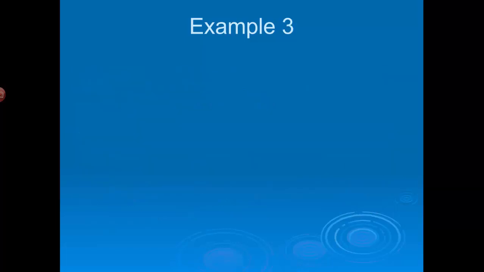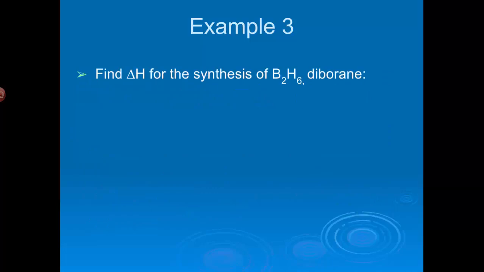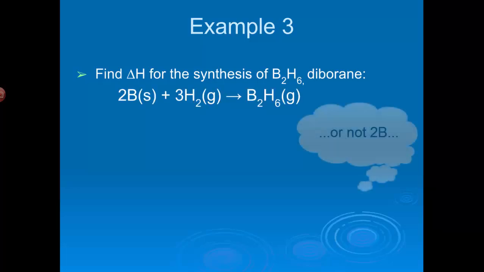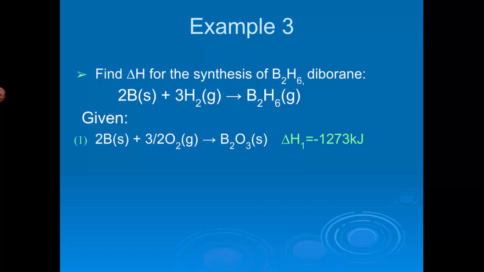Here's a second example, and I want you to try this one. You're going to find the enthalpy change for the synthesis of diborane, B2H6. This is the equation that you're going to try to get: 2B plus 3H2 goes to B2H6. Here are some fundamental equations that you can use. So here's the first one.